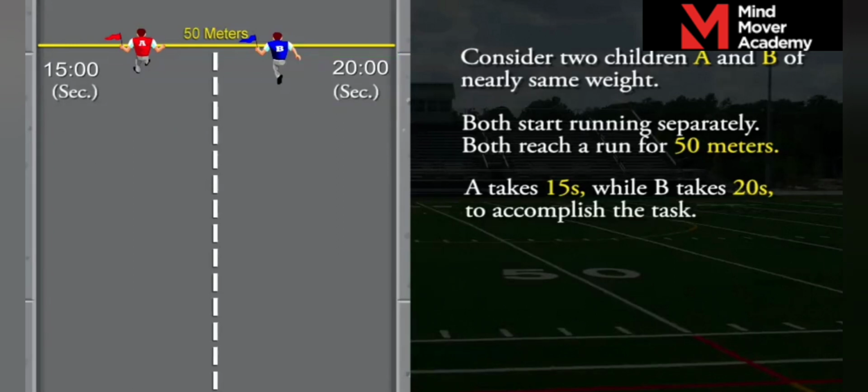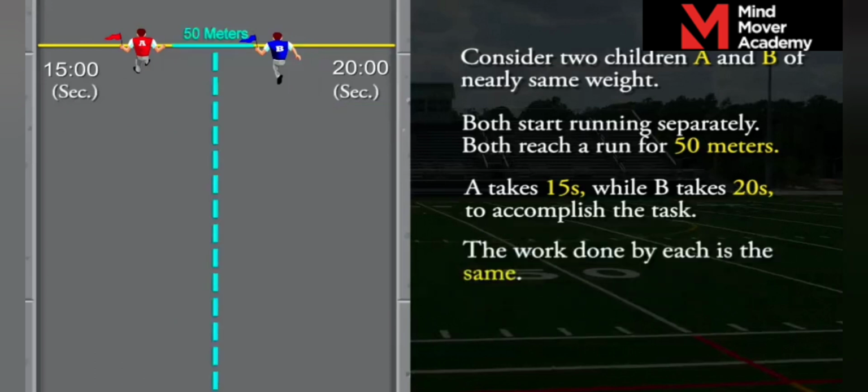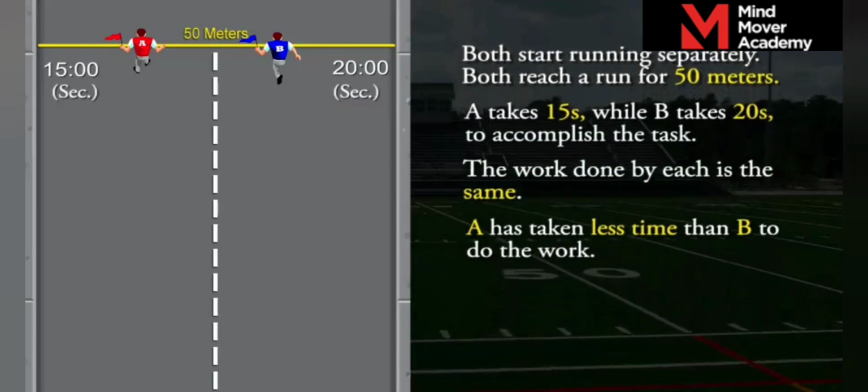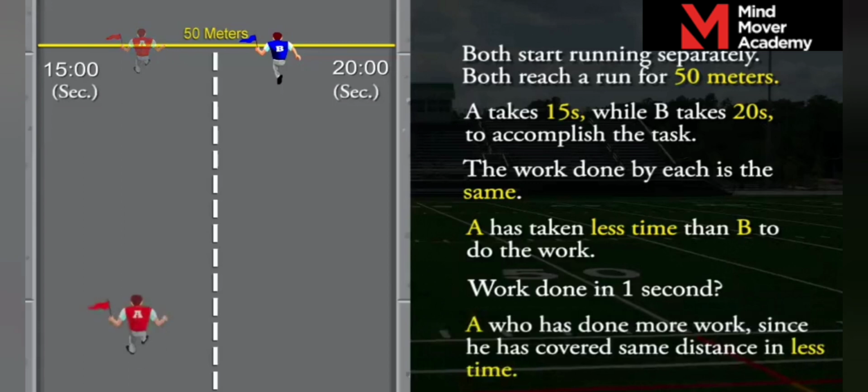Can you tell what is the work done by each? The work done is the same. However, A has taken less time than B to do the work. But can you tell who has done more work in a given time, say in 1 second? Obviously, it is A who has done more work since he has covered the same distance in less time.